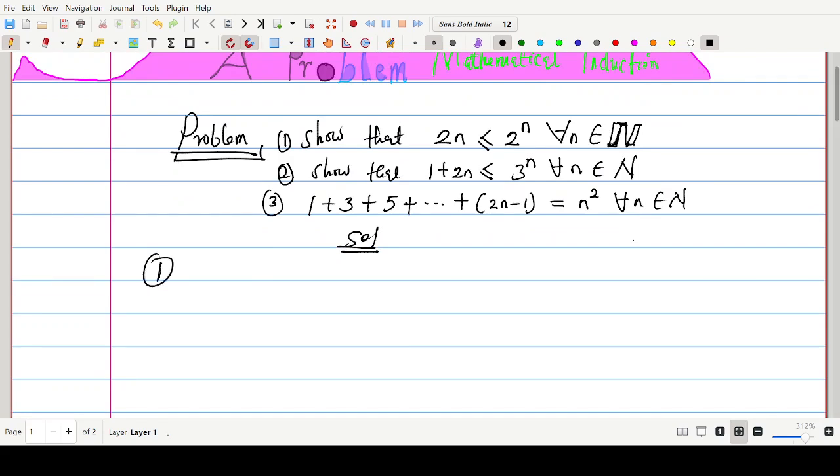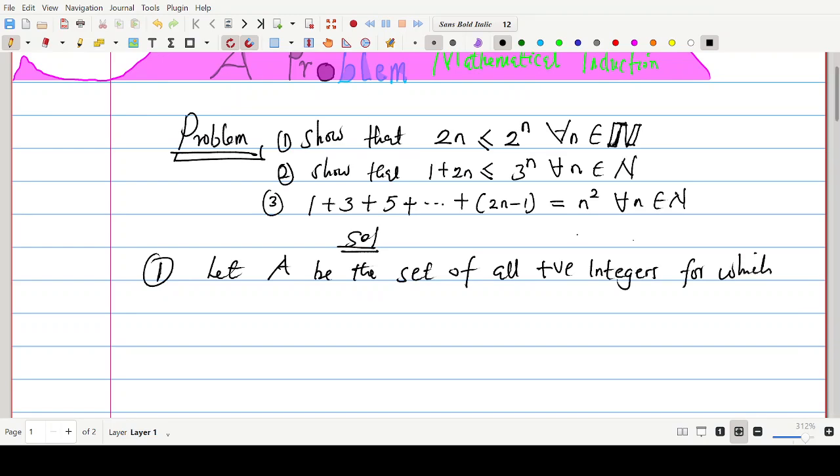As I said, we create a set for each proposition for which they are true. So we can say, let A be the set of all positive integers for which 2n is less than or equal to 2 to the power n. Let A be the set of all positive integers for which this proposition holds true.